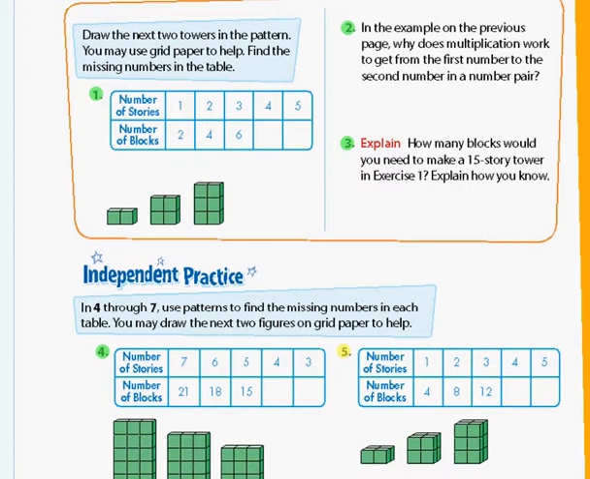Okay, on problem number 1, we're trying to find the missing numbers on this table, and they're talking about towers and blocks here. If you look at this first set, on the first story, there's 2 blocks. With 2 stories, it has 4 blocks, and 3 stories has 6 blocks. We're going to go ahead and draw the next 2.